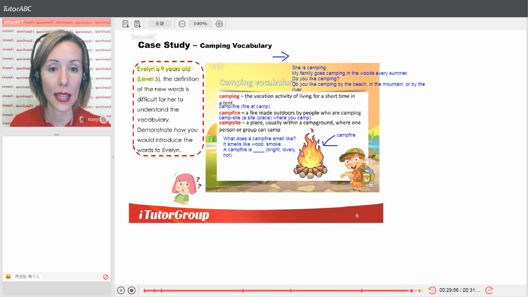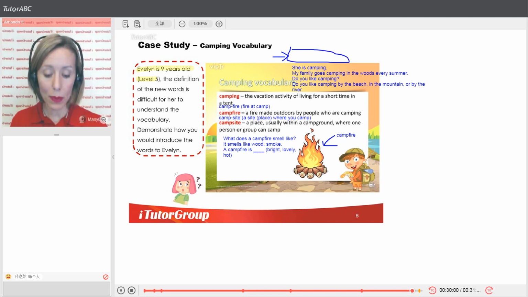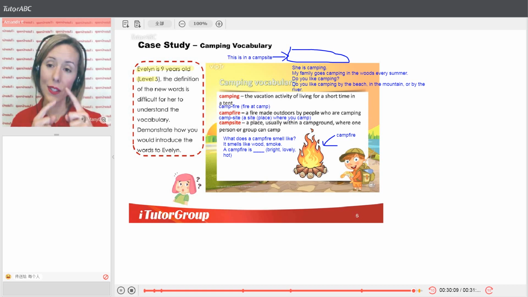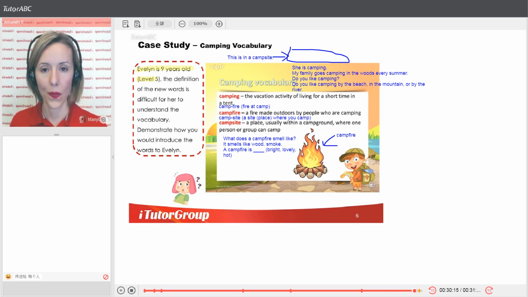You can say, this is a campsite. What is in a campsite? By asking questions, you can catch to see if they understand it or not. You're also making the boring vocabulary page much more interesting and interactive.